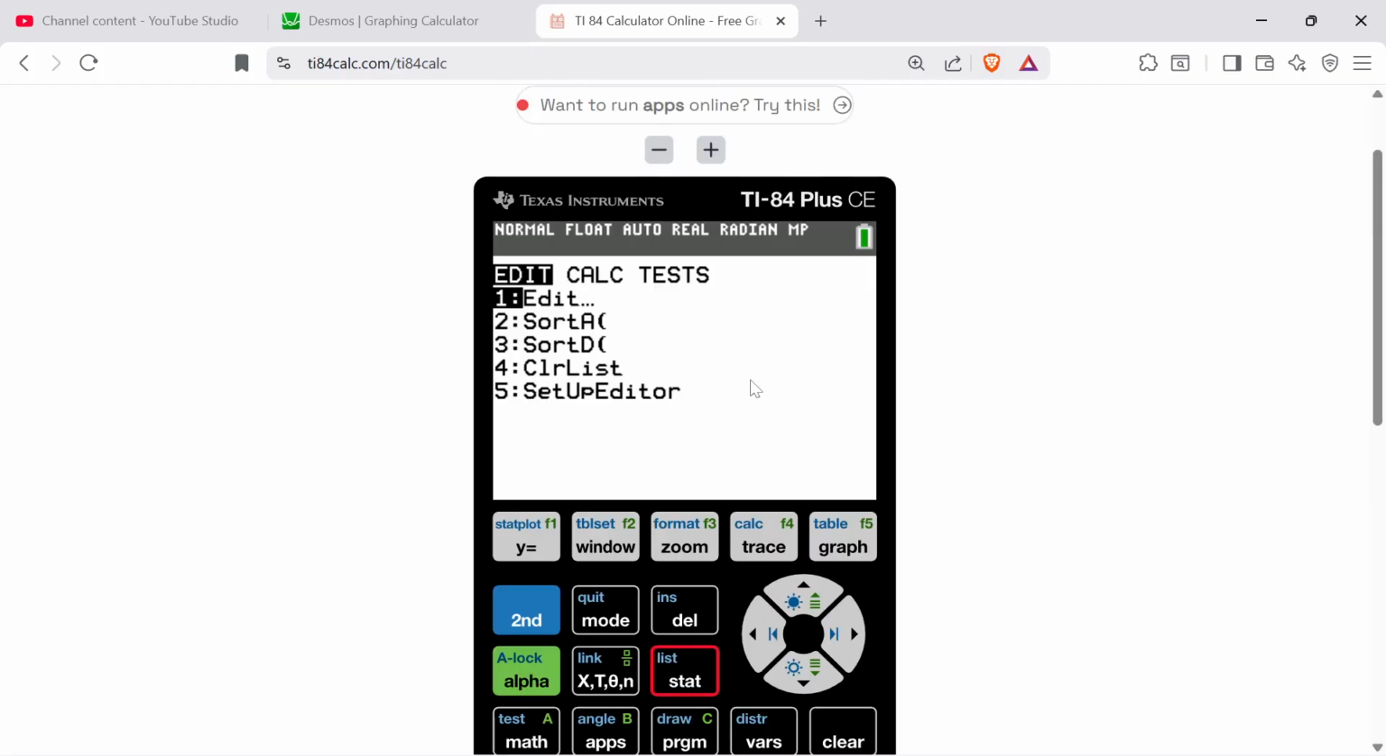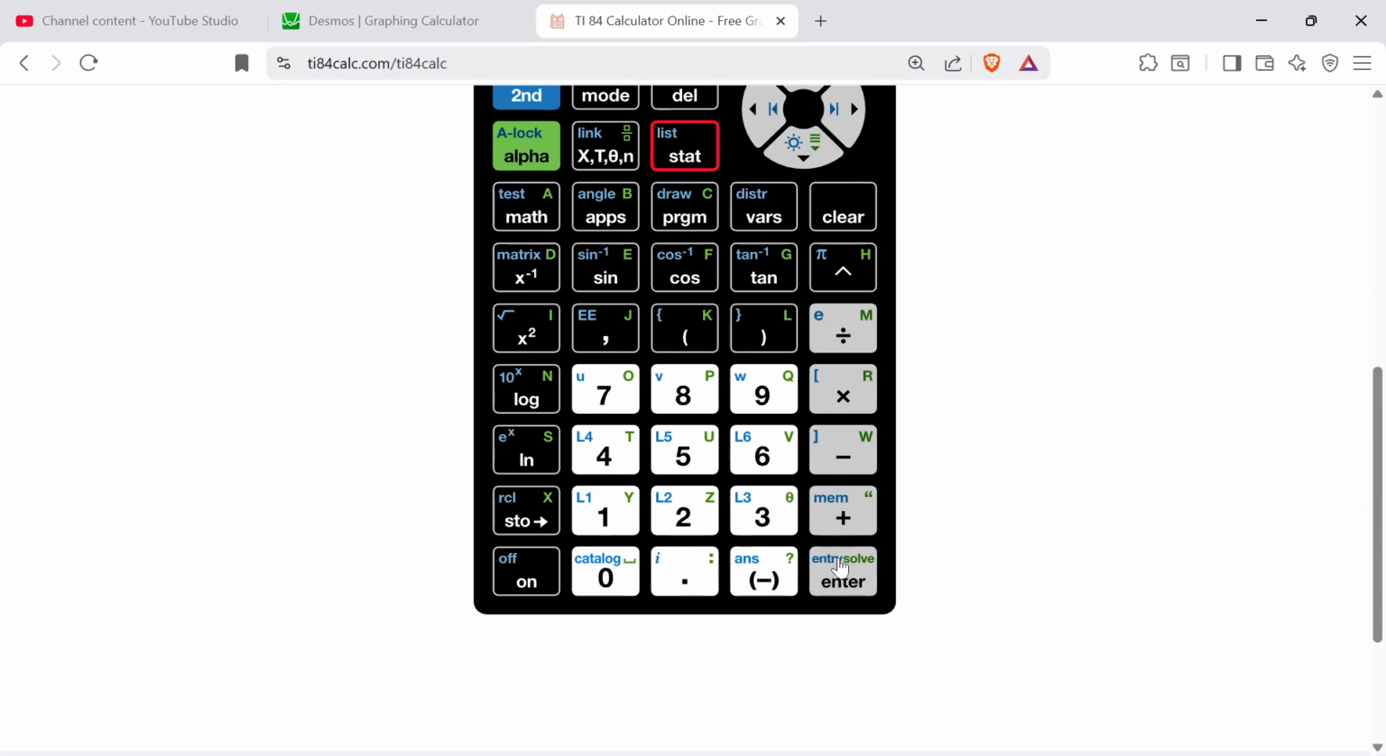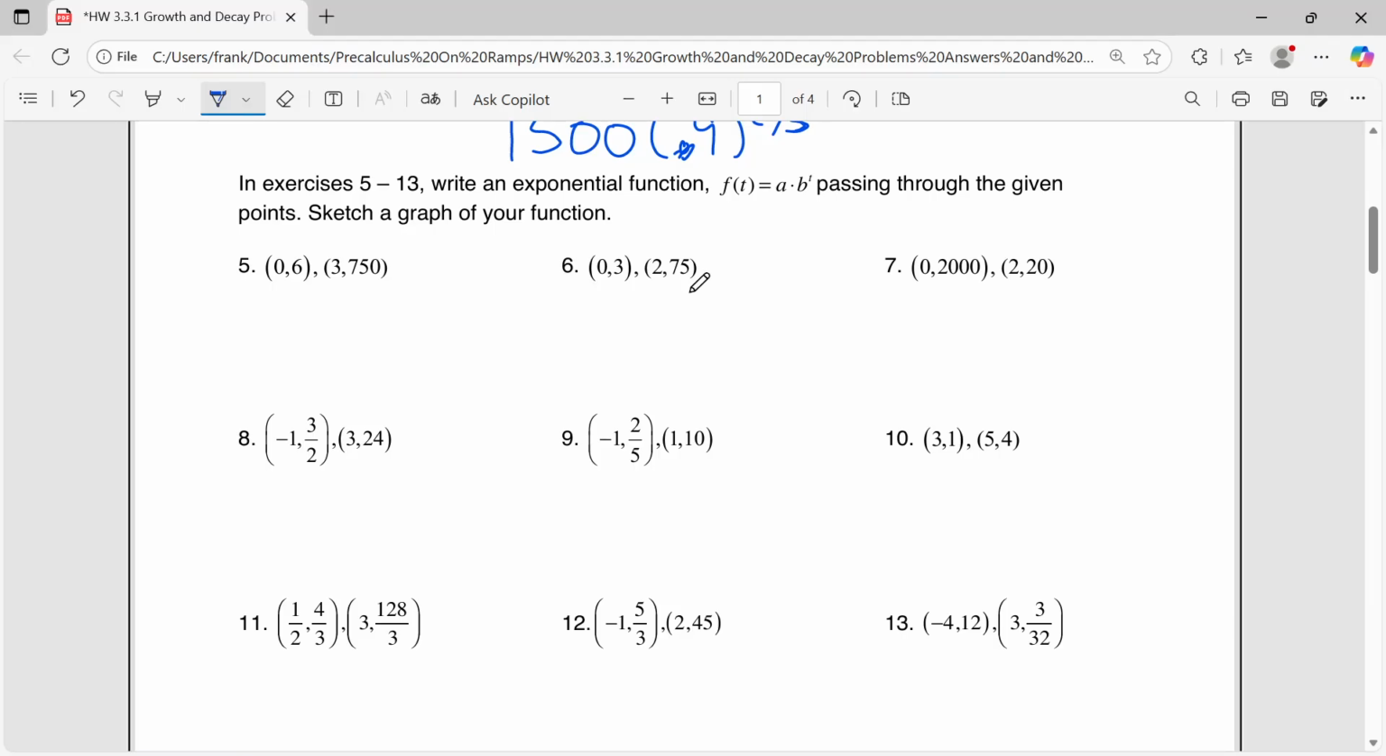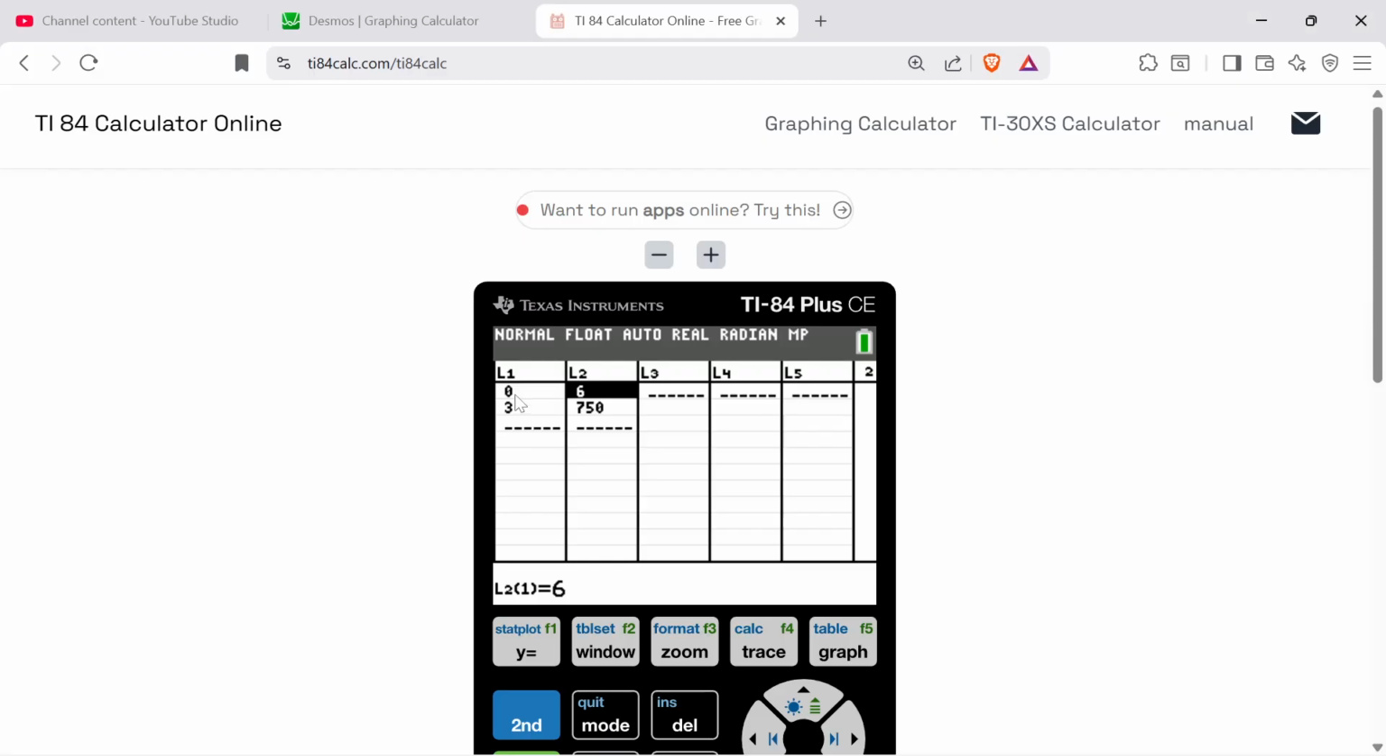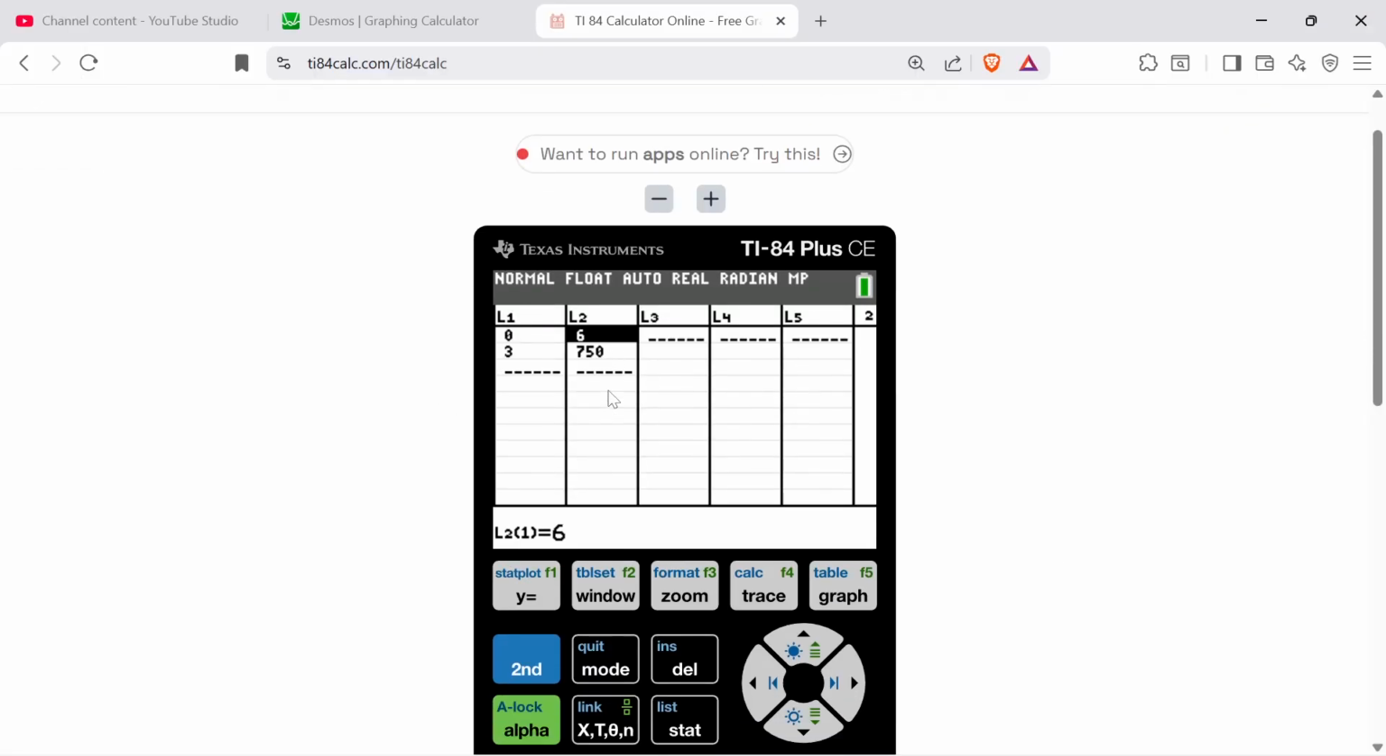I'm going to press Stat, and then Enter for Edit. I'm going to put in some values. I'll do this one first. 0, 6. 0 is the x value, 6 is the y value. 3 is the x value, 750 is the y value. So I have that. 0, 6 is the first point. 3, 750 is the second point.